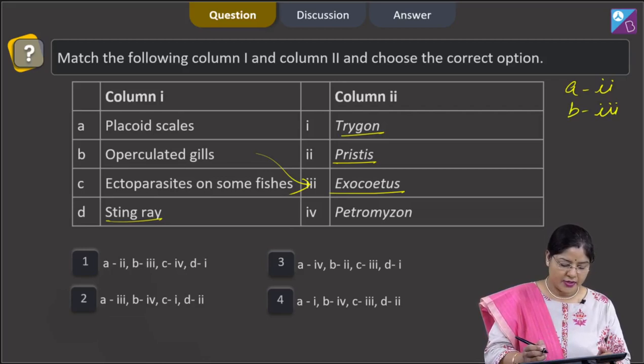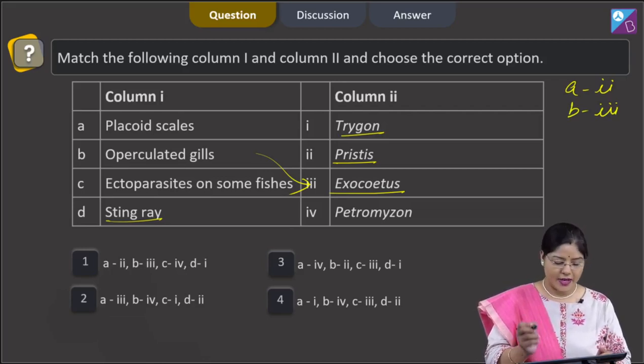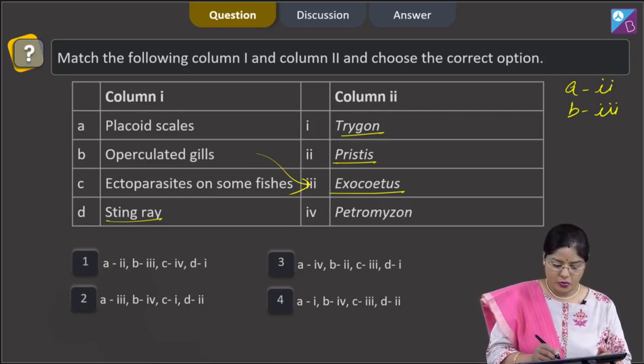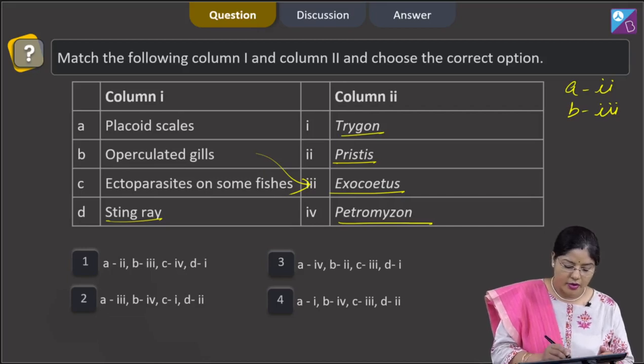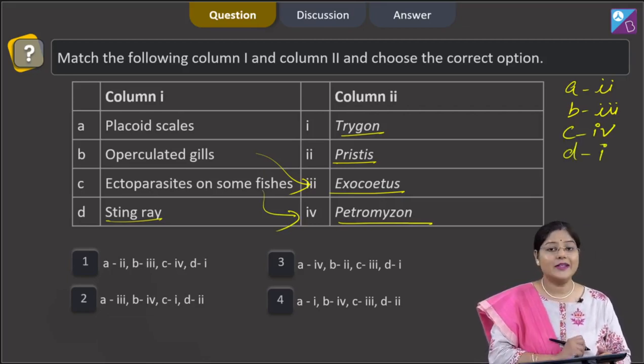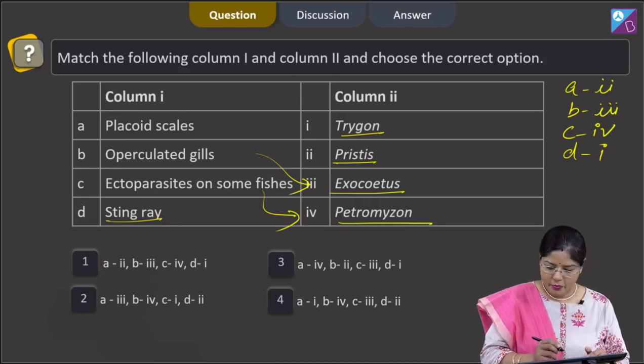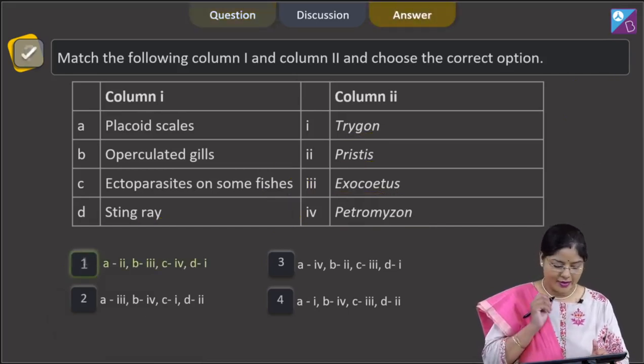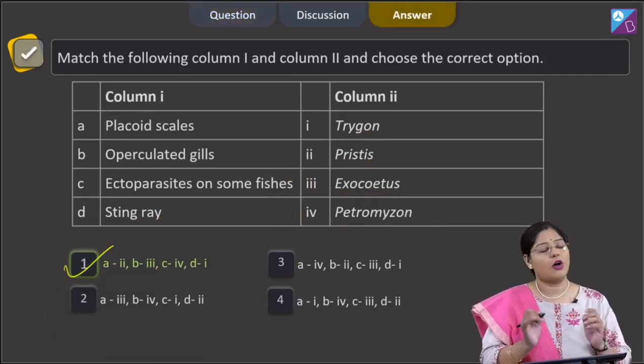Ectoparasite on some fishes. This is characteristic of cyclostomes. An example of cyclostome is Petromyzon. So, C matches with 4th, and stingray matches with 1. So, D matches with 1. Let us see, this combination is given in which option? A with 2, B with 3, C with 4th, and D with 1. This is given in option 1, and the correct answer to our question is option 1.